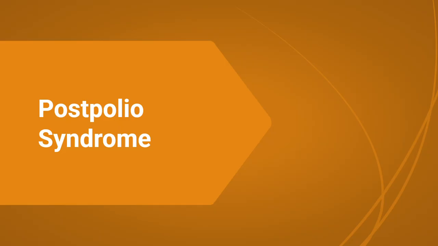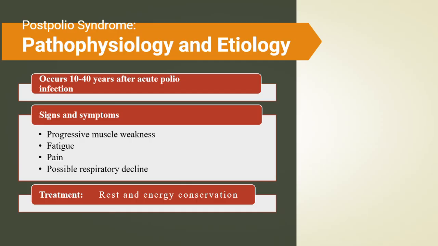Post-polio syndrome is a condition that affects individuals who previously had poliomyelitis, commonly known as polio. Pathophysiology and etiology of post-polio syndrome. Post-polio syndrome is a late complication seen in people who previously had poliomyelitis. It typically develops 10 to 40 years after the initial infection.